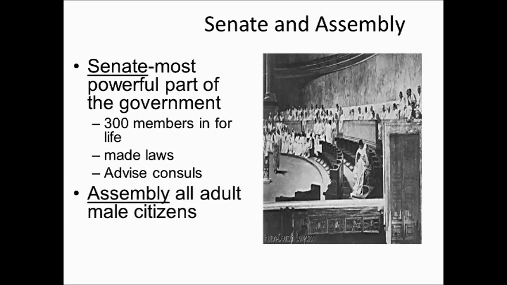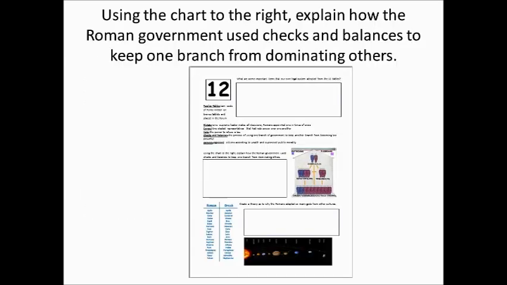Now, there was also an assembly, which was made up of all adult males. And if you look back at the chart that was on the previous screen, you'll see that both the Senate and the assembly had membership from both plebeian and patricians. Now, of course, that wasn't always the case.